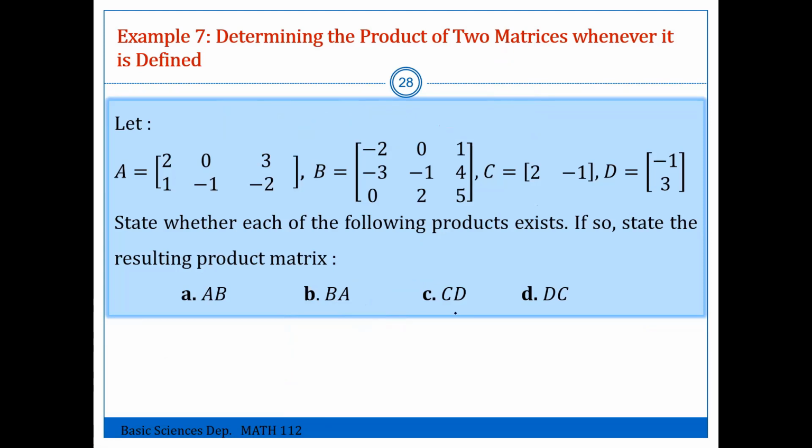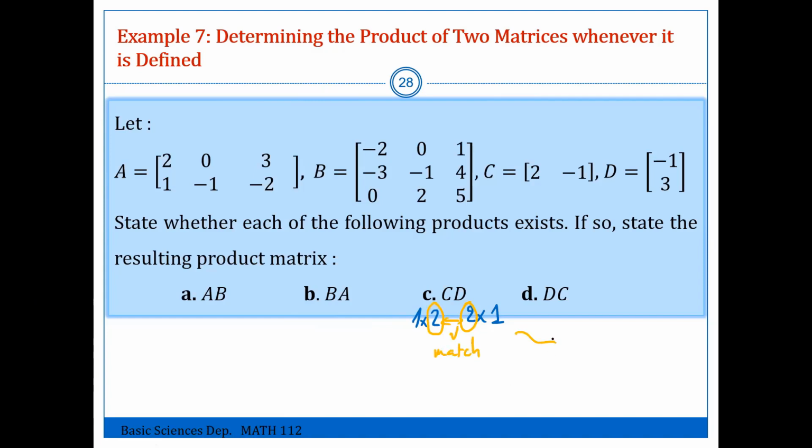What about CD? Can we multiply? Not possible. Let's see. C, what is the order of C? 1 times 2, 1 by 2. What is the order of D? 2 times 1, 2 by 1. So can we multiply? Does it match? Here, 2, yes, and 2. So yes, they match.